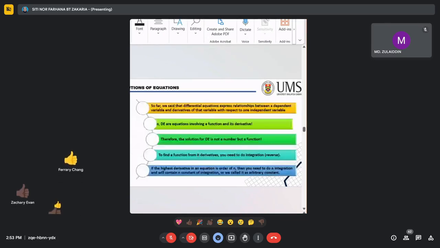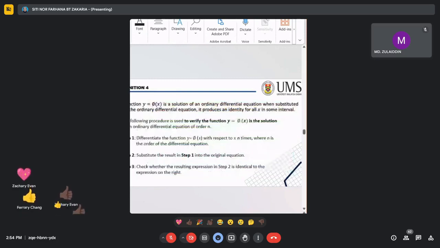Okay, so to find solution, if they ask you to find solution for DE, then you need to do integration. This is the step to find the solution for DE. I have simplified the steps, so it is easy for you to understand and find the solution. Just follow the steps.